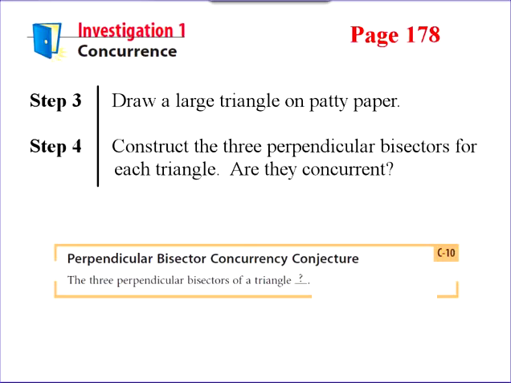Because remember, that's a perpendicular bisector, so if you look at it, that's a 90-degree angle, right? And it bisects the side, so perpendicular, this side and that side.